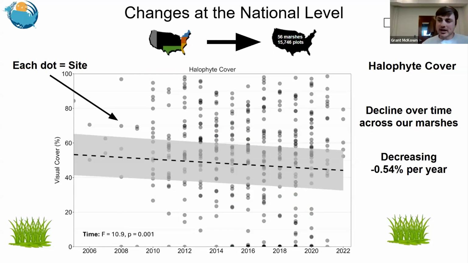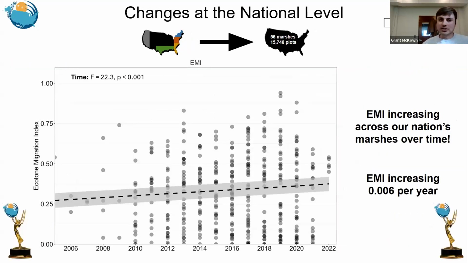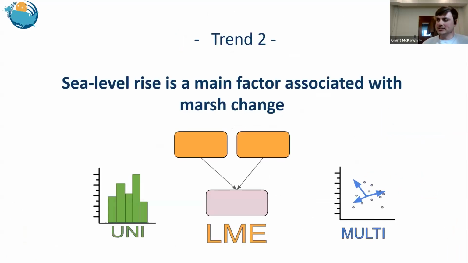And then a few results at our national level. First, to show halophyte cover over time, we saw on a national level that we were generally losing 0.5% halophyte cover. And when we wanted to look at our EMI, we actually saw increasing EMI on the national level as well, showing that our vegetation is shifting into those upper zones. And so next, I'm going to give it to Alice to talk about our next 3 trends.